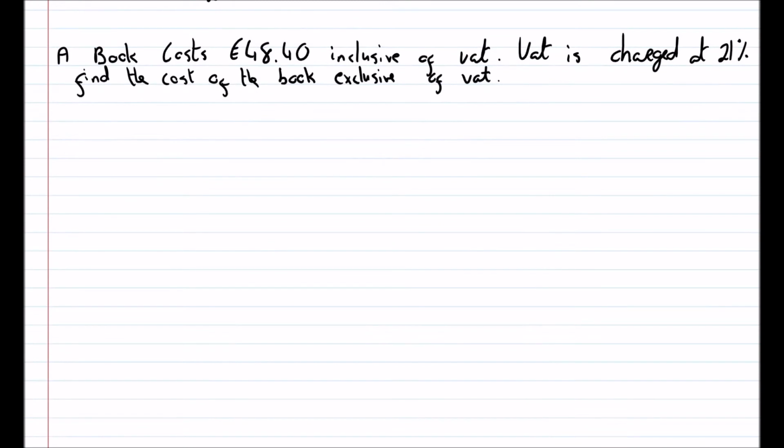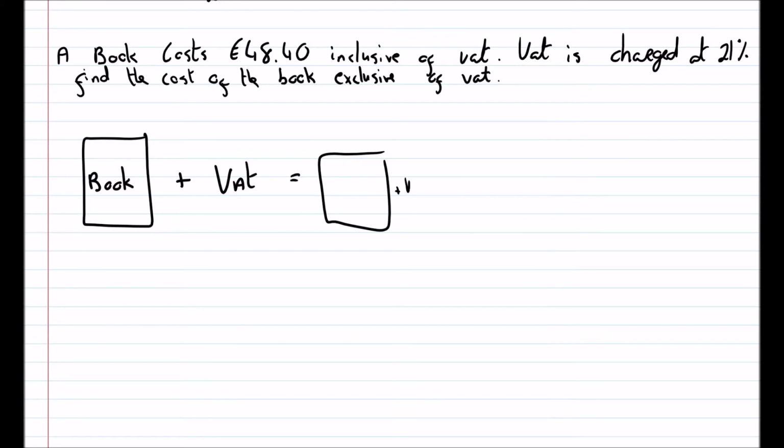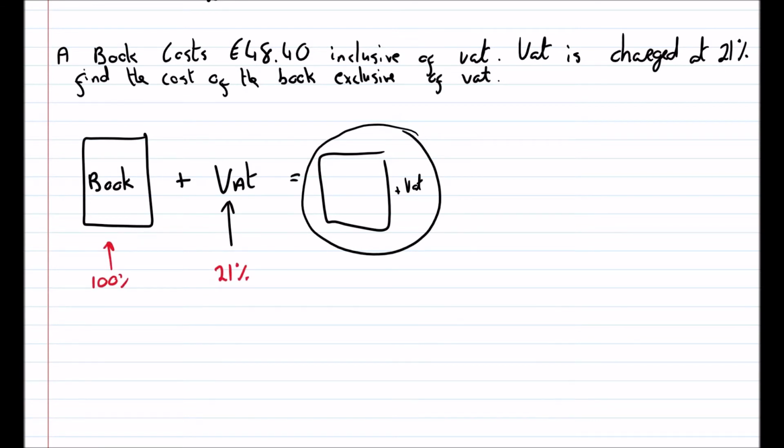Right, so in this question, it's kind of the opposite way around. A book costs €48.40 inclusive of VAT. The VAT is charged at 21%. Find the cost of the book exclusive of VAT. So let's draw it out. We have our book, and the book is exclusive of VAT. If we add the VAT, we will get the book plus the VAT. Now VAT is 21%. Obviously the book is 100% because it's a full book. So the book plus the VAT is 121%. Right, let's put in the amounts that I know. I know this is €48.40.